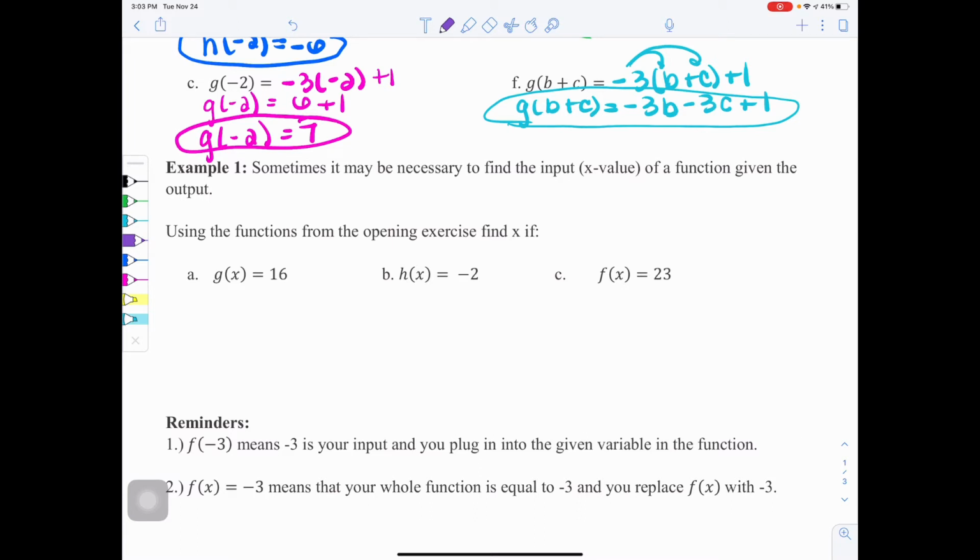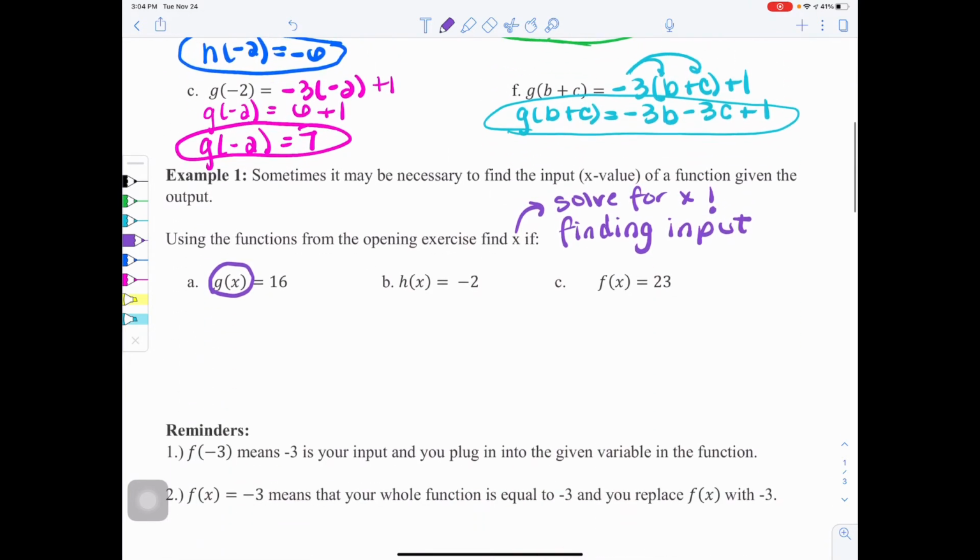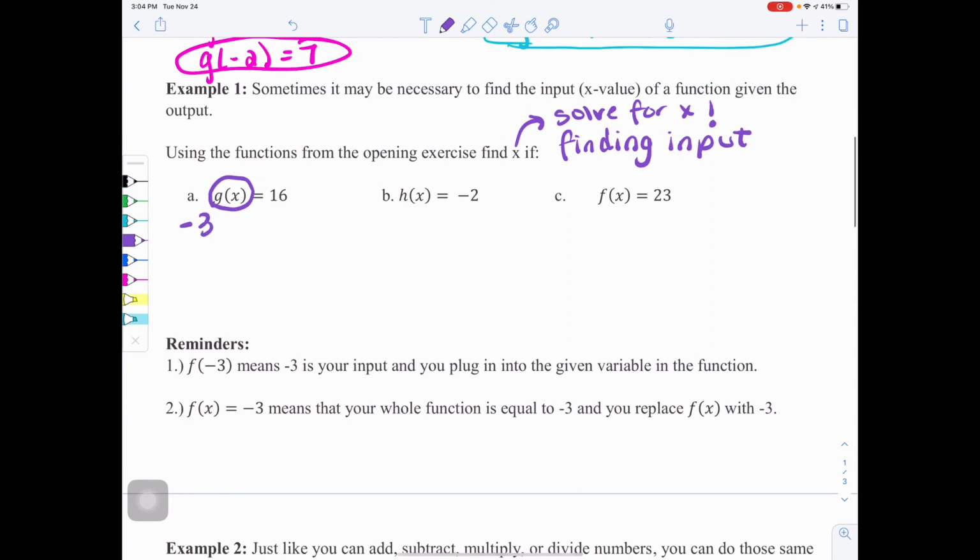So using the functions from the opening exercise, find x if. Okay, so I'm going to put a little note up here that this means we need to solve for x. We're finding the input this time, not the output. So in part A, we are going to replace g of x with the actual function from above. G of x was -3x plus 1. So -3x plus 1 equals 16.